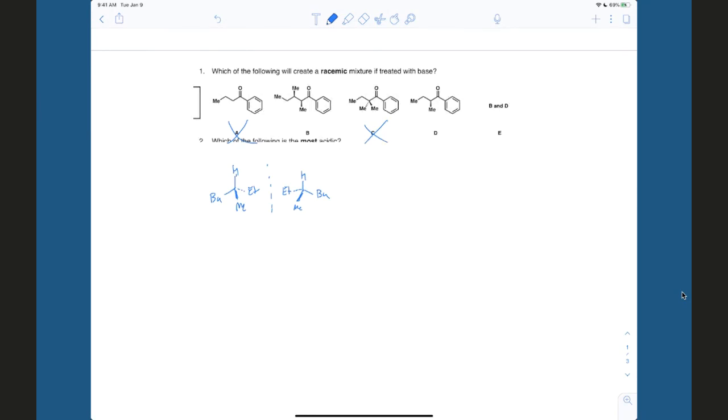So all of these have stereocenters that are shown. So they are chiral molecules starting out. So what happens whenever these molecules are treated with base? We've already seen this, right? We're going to be deprotonating next to the carbonyl. So would we be able to deprotonate this orange hydrogen? Is that a hydrogen we can deprotonate?